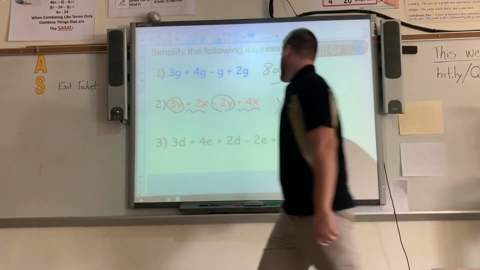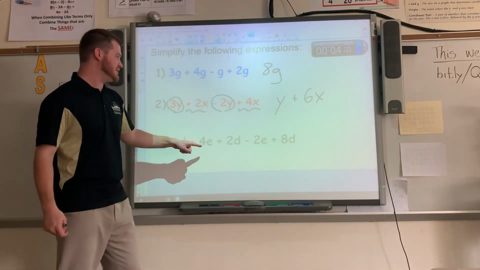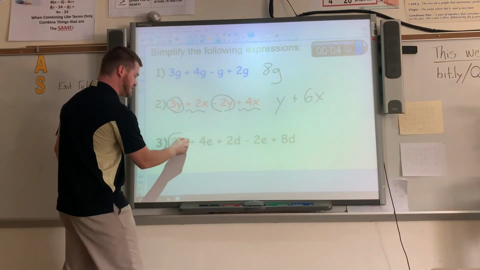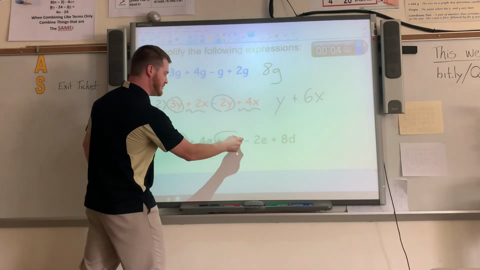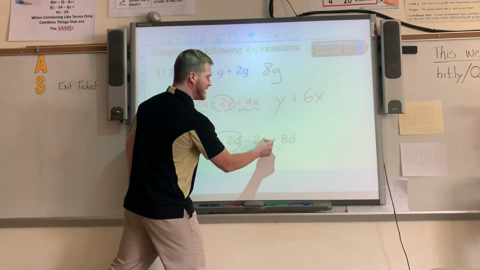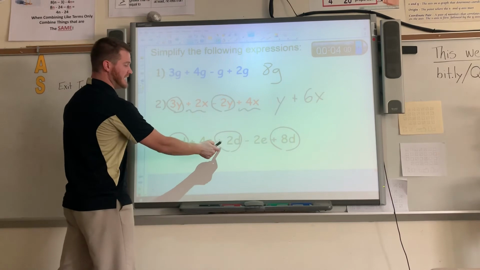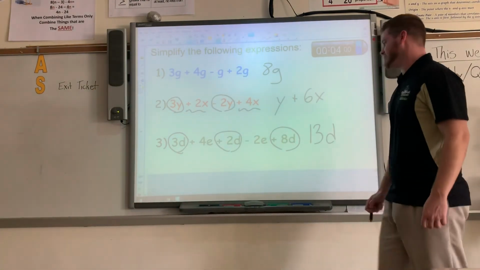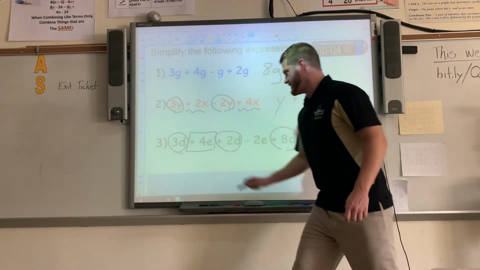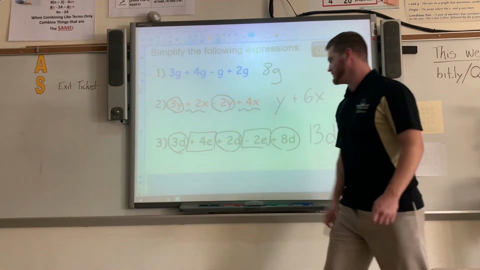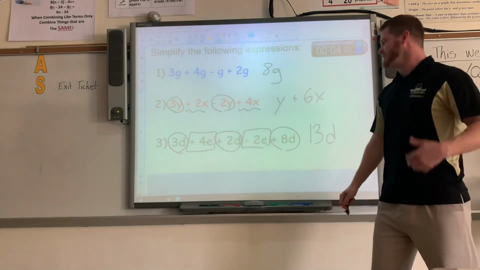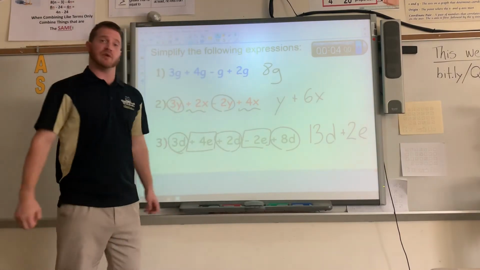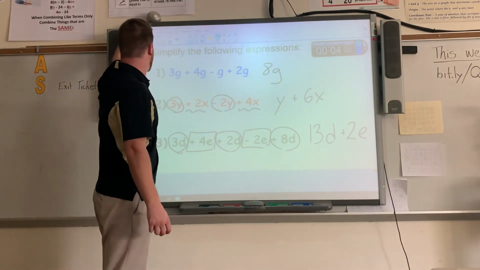The third one, I see 2 different variables, so my answer again is going to have 2 different terms in the final answer. Let's look at our d variables first. We have 3d, positive 2d, positive 8d. 3d plus 2d is 5d, plus 8d gives me 13d. Almost done. Put my boxes around these. We have positive 4e, negative 2e. 4 minus 2 is 2, so that's going to give me 2e. Hopefully you got a good grasp on combining like terms.